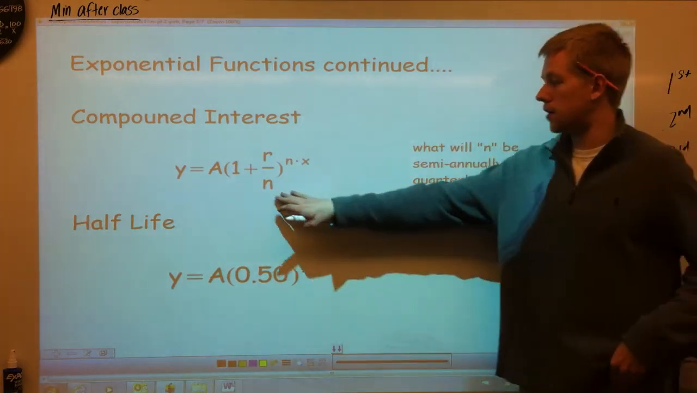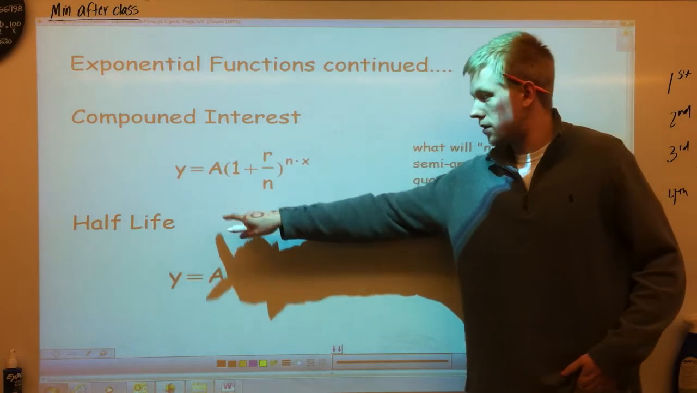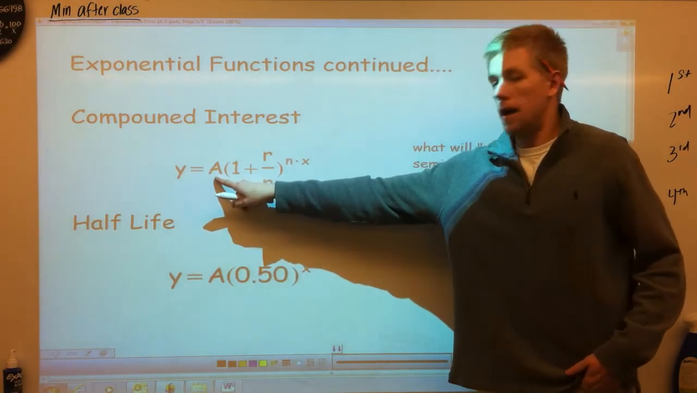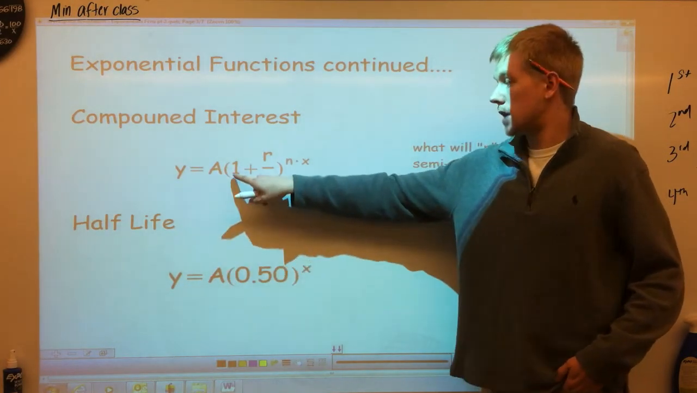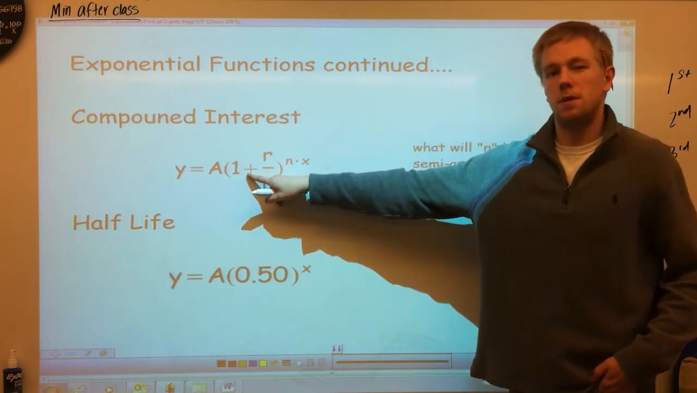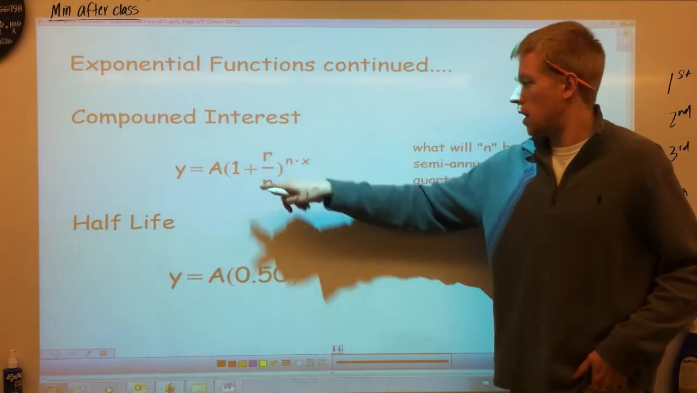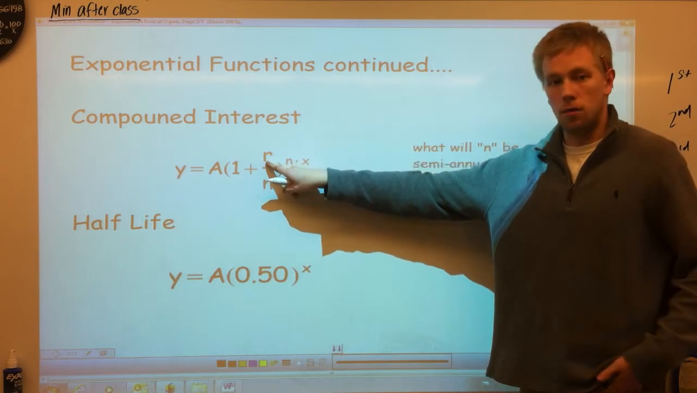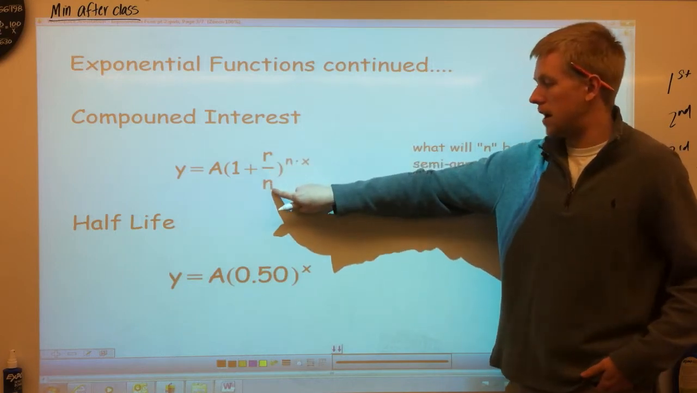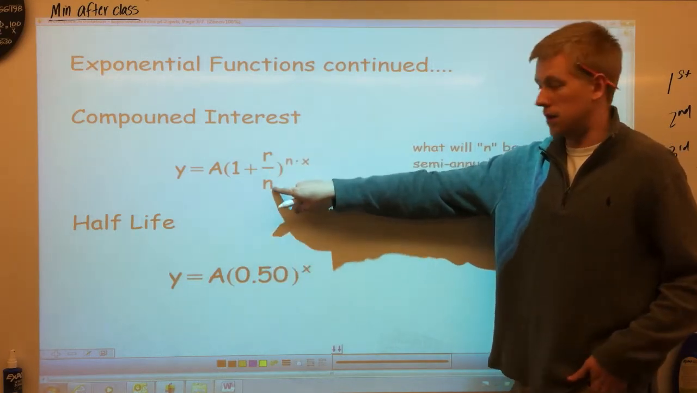Okay, so this is your function. As you can see, there are parts that are the same. We have y equal to a. A is still that initial amount times 1 plus. It's always going to be plus because we're talking about interest growing. And now we have our r like normal. We have the rate, but now it's being divided by this n. And we'll talk about what n means in a minute.